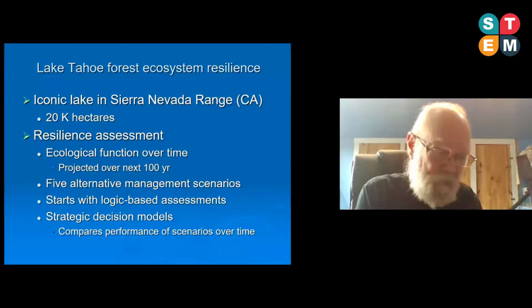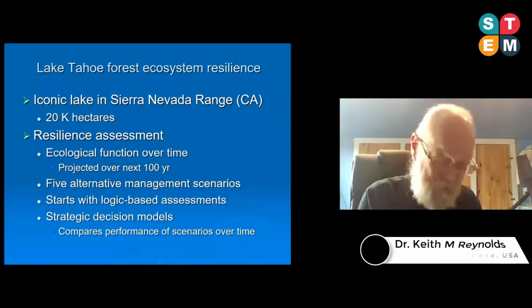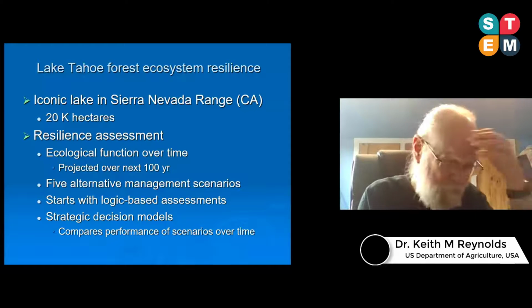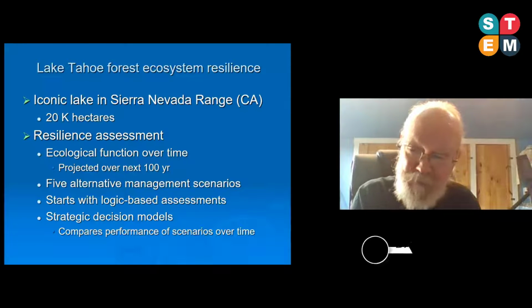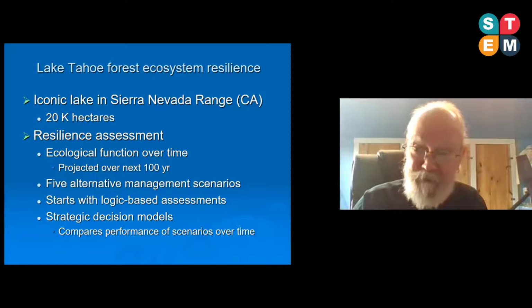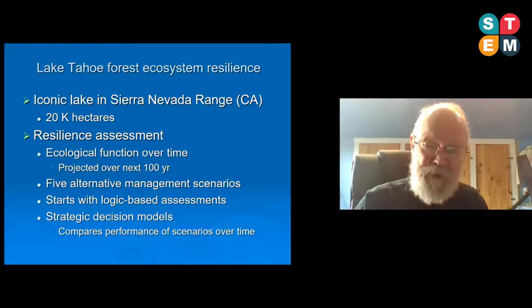Okay, the next example is the Lake Tahoe Forest Ecosystem Resilience Assessment. And for those of you who are not that familiar with US geography, Lake Tahoe, as Will knows very well, is an iconic lake in the Sierra Nevada range of California. And the area that is covered in the study is a major segment of that, representing about 20,000 hectares. So a much smaller problem spatially than the first one.